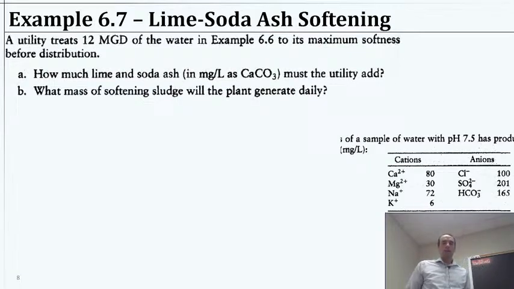Okay, so let's take a look and examine this a little bit closer. So if we have a utility treating 12 mgd of water provided in this example here, and we want to treat it to its maximum softness before distribution, the questions are: A, how much lime and soda ash in milligrams per liter calcium carbonate must the utility add? And B, what mass of softening sludge will the plant generate daily?